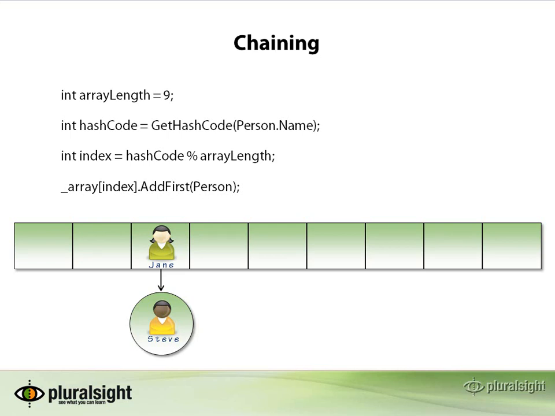And what's nice about chaining, as opposed to open addressing, is that later on when we come looking for Steve, all we have to do is find the index and now find out, is Steve in the linked list?